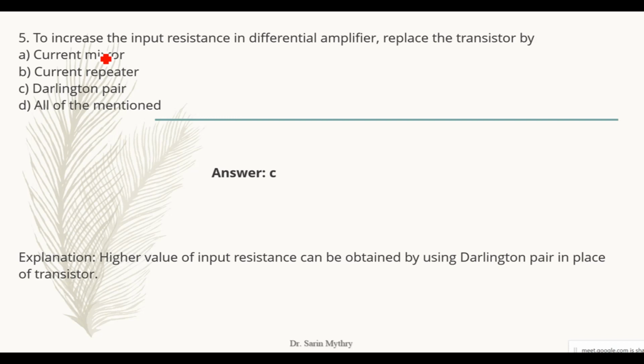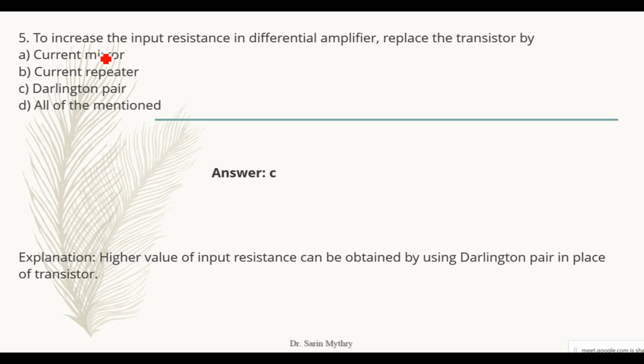So now let us see. A higher value of input resistance can be obtained by using a Darlington pair in place of a transistor. Just now we have seen how the input resistance can be increased and how we can maintain the current gain there. You will have a greater current gain, which means ultimately the gain is a constant term, so you are getting a constant current value over there.